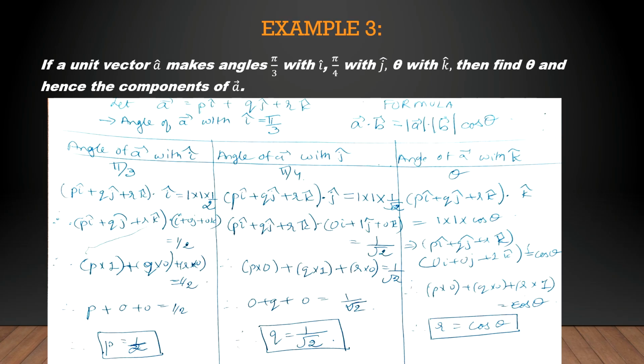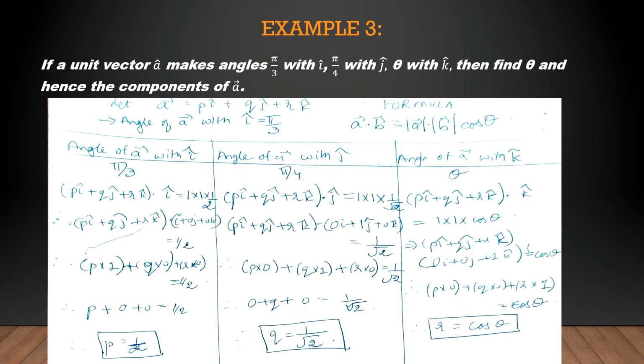So you got the first component for the vector A, which is P is equal to half. Similarly, your vector A makes an angle pi by 4 with j cap. So j cap can be represented as 0 into i cap plus 1 into j cap plus 0 into k cap. The right hand side is magnitude of A, which is 1, magnitude of B, the second vector, is also 1, into cos theta. Cos pi by 4 is 1 upon root 2. So when you simplify, you get Q is equal to 1 upon root 2.